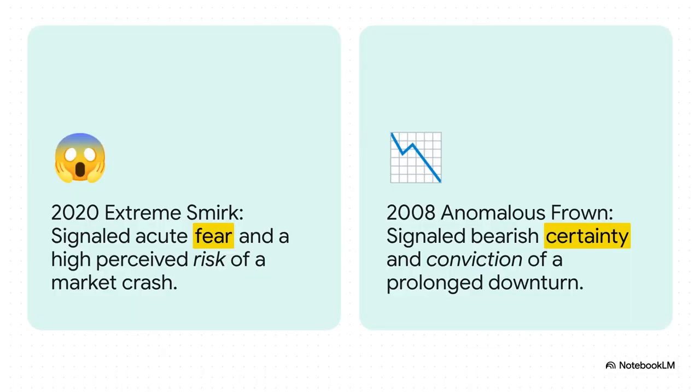So what's the difference? Let's put it this way. The 2020 Smirk was a scream of acute fear. It was a high perceived risk of a crash. People were terrified of what might happen. But the 2008 frown signaled something else. Bearish certainty. It wasn't just fear. It was a deep, settled conviction that the decline was here to stay. The market had given up hope of a rally. It was a much, much darker signal.